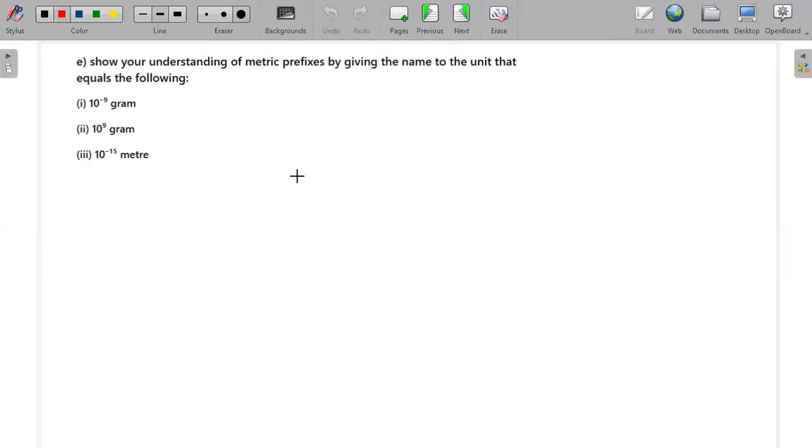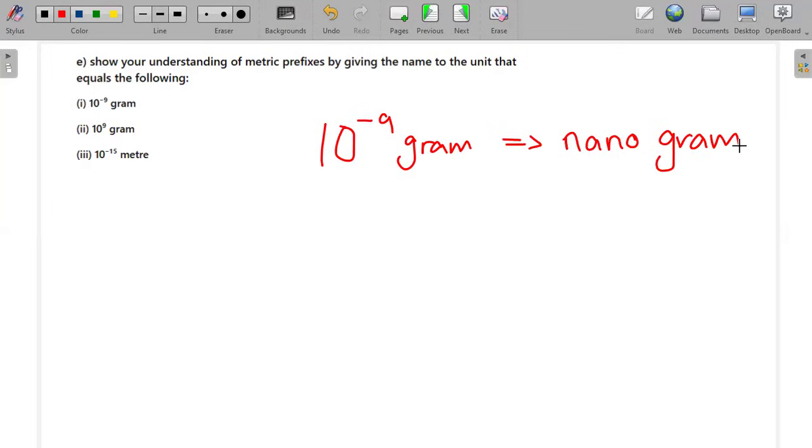So here they said, show your understanding of metric prefixes by giving the name to the unit that equals the following. So here they have said 10 to the power minus 9 gram. So 10 to the power minus 9, its prefix is just nano. So this will just be nanogram. You get it from the metric table. I just didn't put the metric table here, but you can search it up on Google or anywhere.